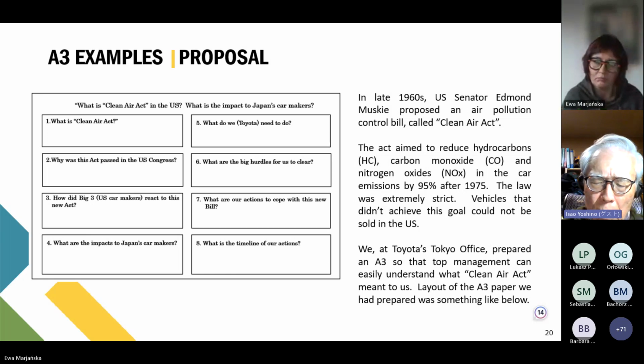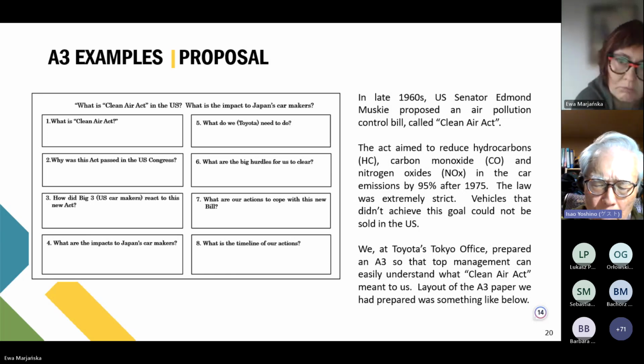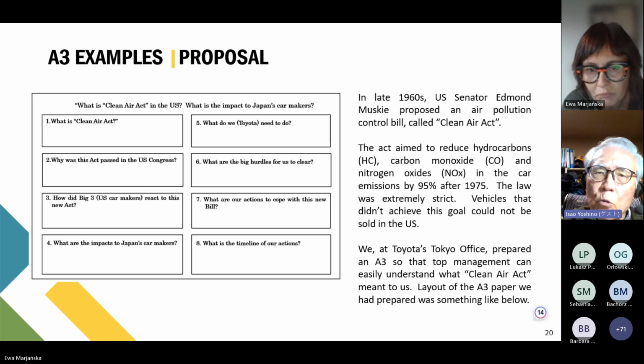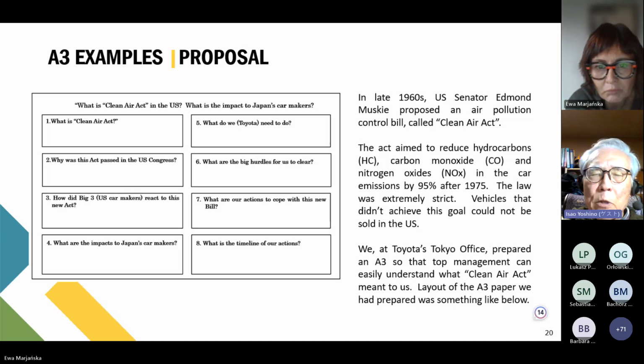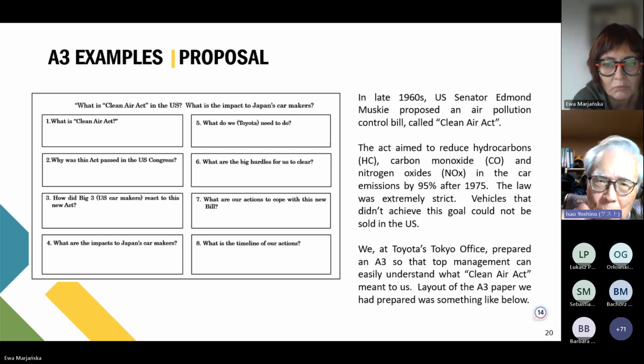Number 7, what are the actions to cope with the bill? What are the actions? This is not a technical area. 1, 2, 3, 4, 5 are mostly what we need to do at Toyota. But number 7 is different: right now the Japanese government does not know much about this one. They know a little bit. But so we have what we need to do for our Japanese government.